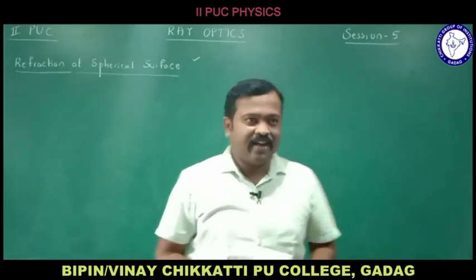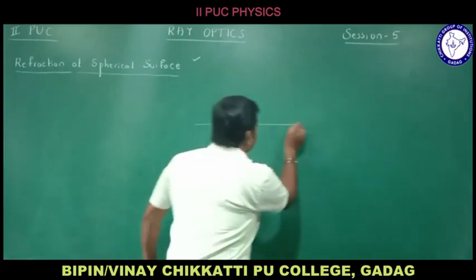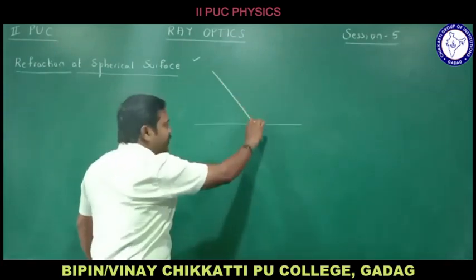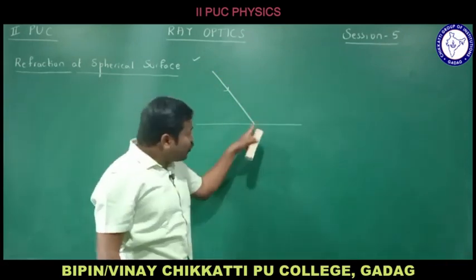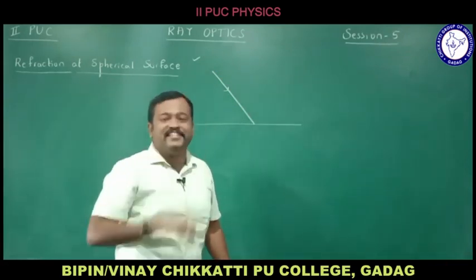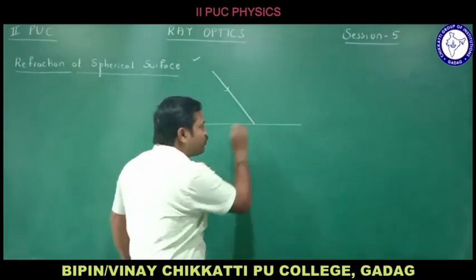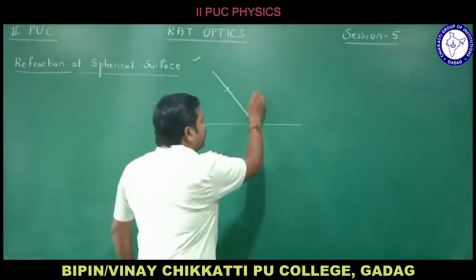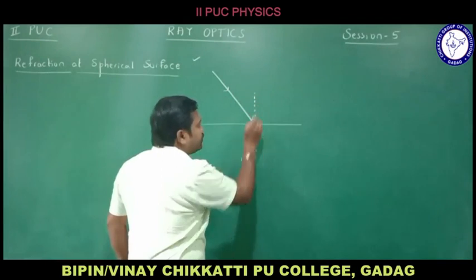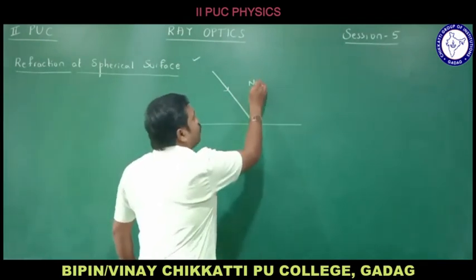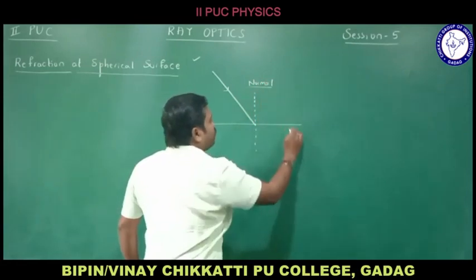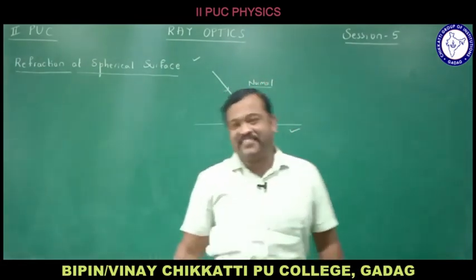spherical surface. As we have studied, if this is a plane surface and the incident ray falls at this point, this point is called the point of incidence. At this point, if I want to draw the normal, I simply draw a perpendicular line at this point, and this line is called the normal. And this was the case when you had a plane surface.